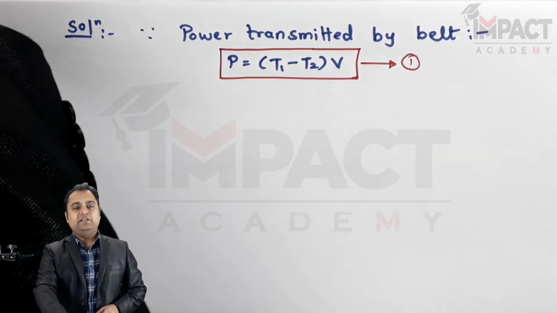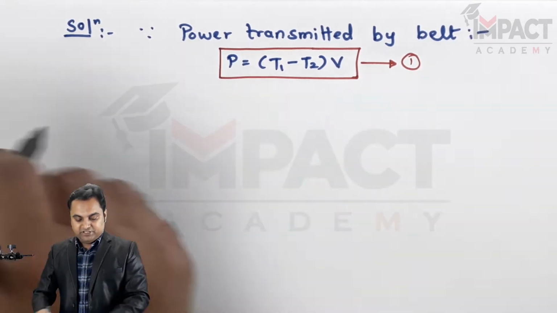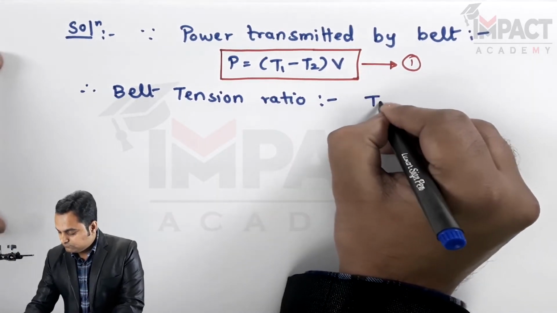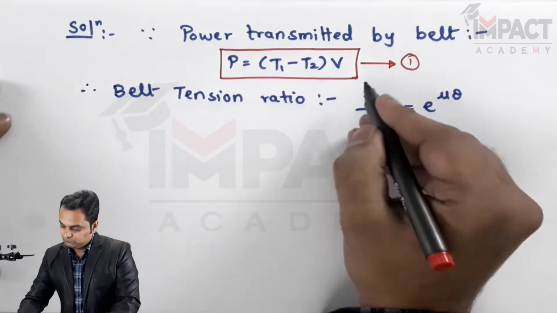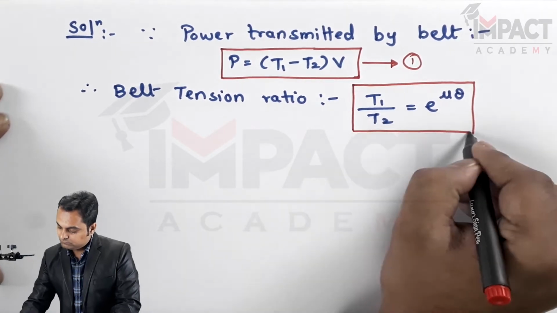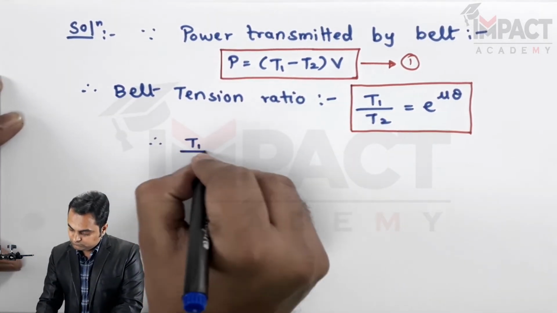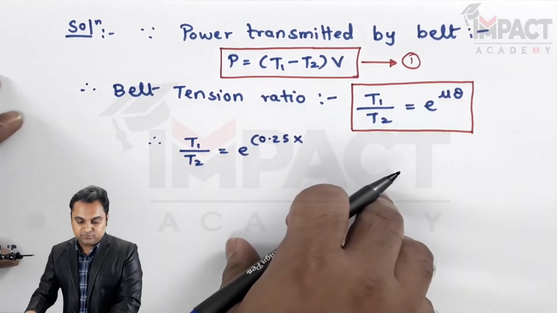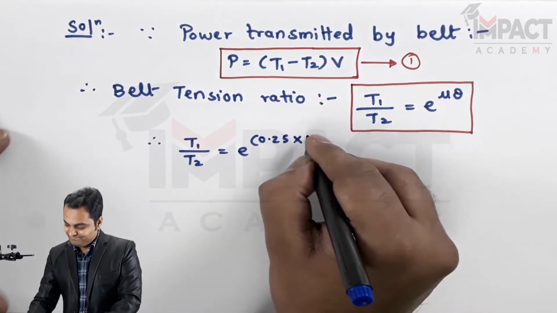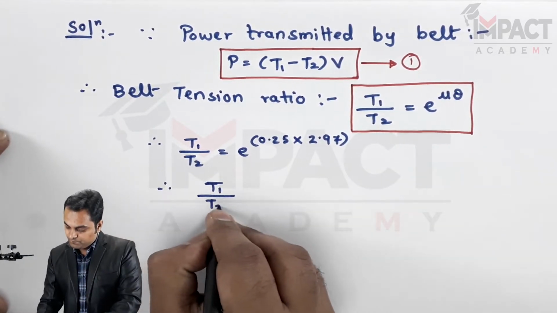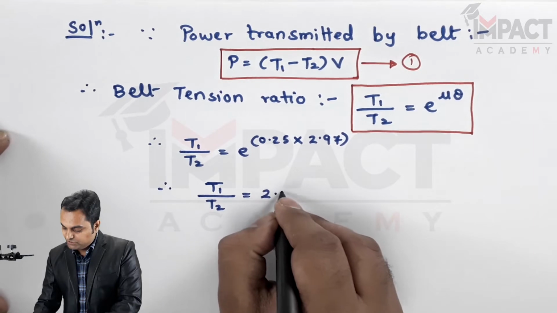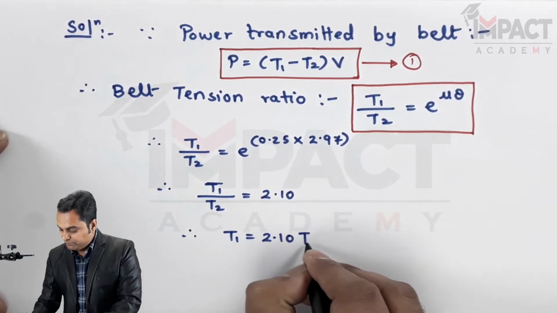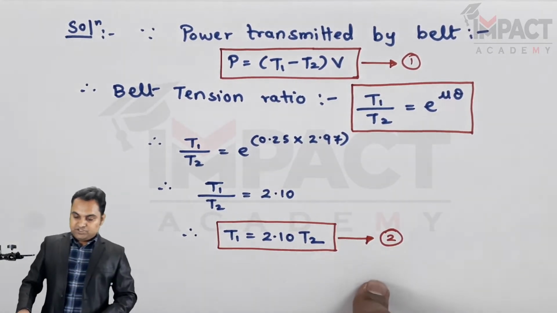Next, I will use the belt tension ratio to get the relation between T1 and T2. Mu value is 0.25 given, and theta in terms of radian, that is 2.97. I am getting this answer as 2.10. So therefore T1 is 2.10 times of T2. Keeping this as equation second.